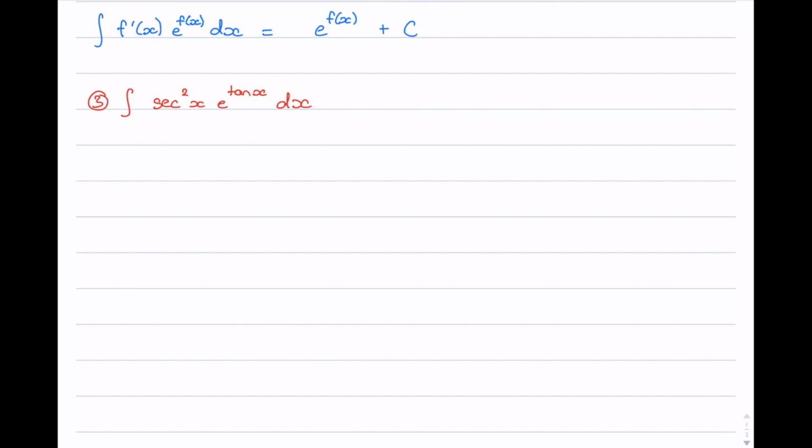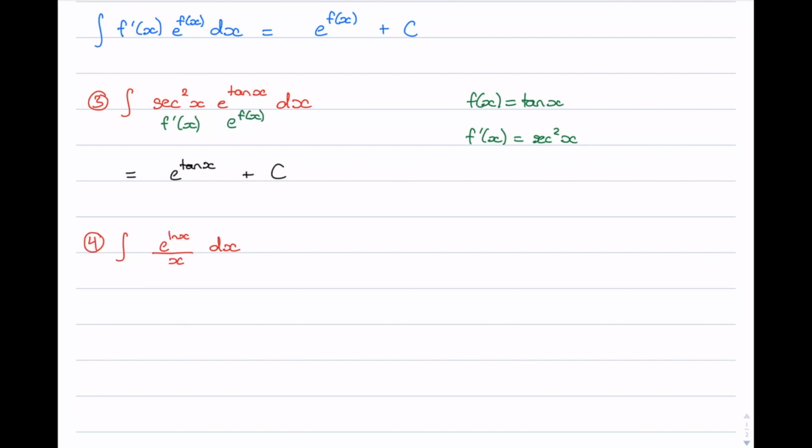Now, it's tan of x. So if I say f of x equals tan x, well, what's the derivative of this power? The derivative of our f of x is going to be sec squared x, which is exactly what we have multiplying this exponential. So what we have here is e to the power of f of x being multiplied by f dash of x. And we can go ahead and make our mental substitution, or if you like to think of it, we're just using this rule. It's going to give us e to the power tan x plus c. It's just e to the f of x.